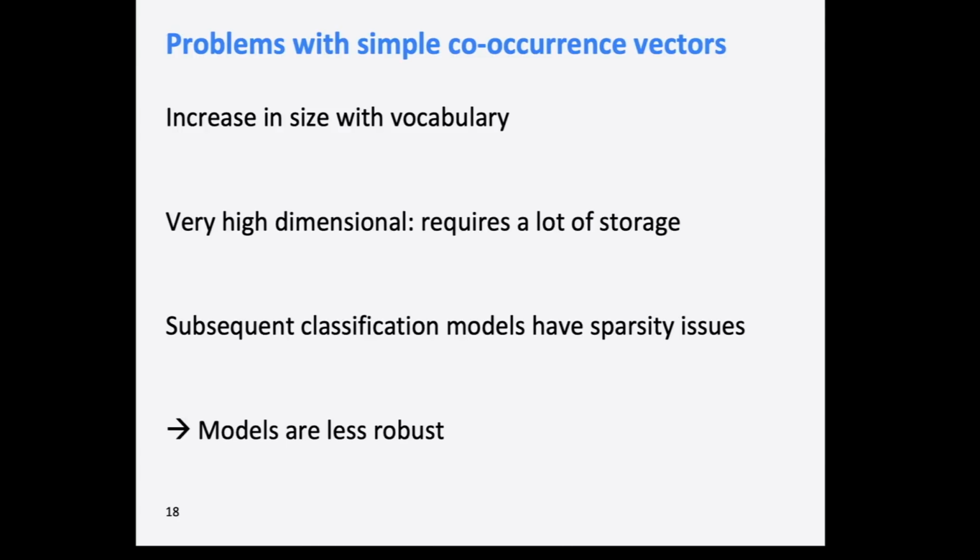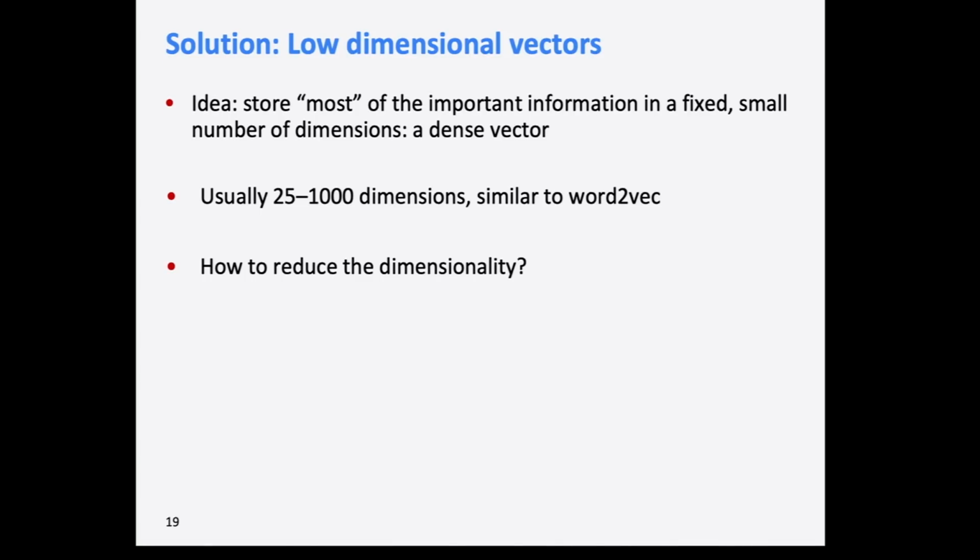If you have a 250,000 word vocabulary, you're in this space where my math is bad, but it's in the trillions for the number of cells of this matrix. That might require a lot of storage, though if you're clever and notice that most of the cells are 0 and use some clever sparse matrix representation, it might take a little bit less. Your classification models might have sparsity issues because a lot of those cells aren't present, and so might not be very robust.